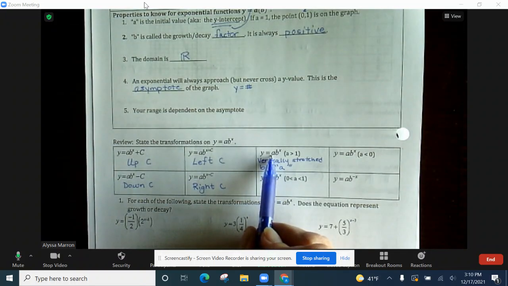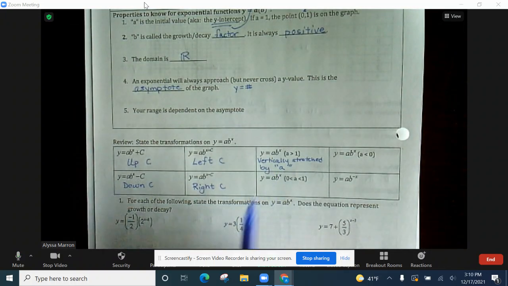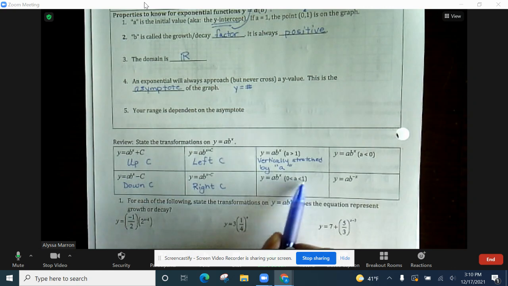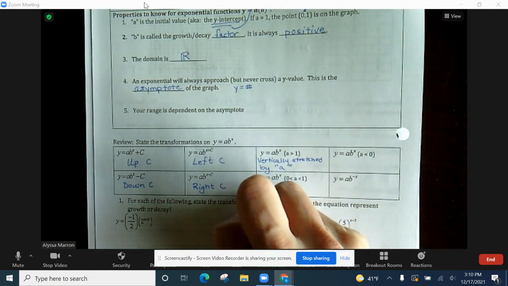And again, that's if that leading coefficient is a number greater than 1. If it's a fractional number between 0 and 1, we say it's vertically compressed by a.